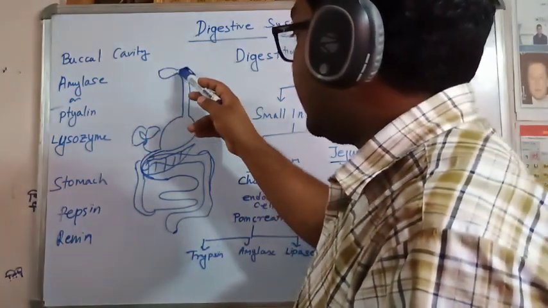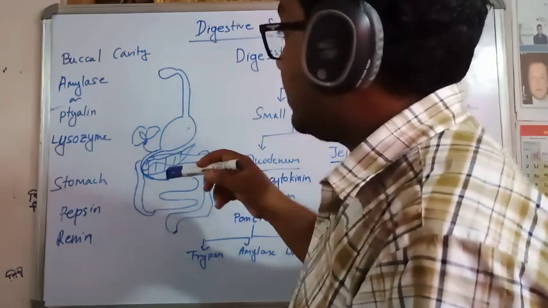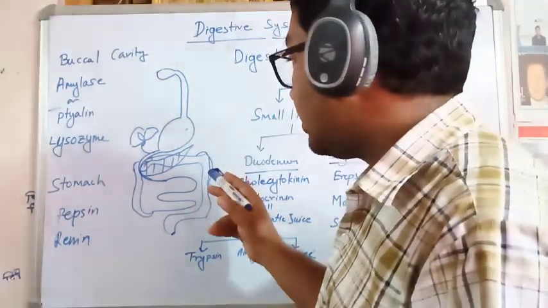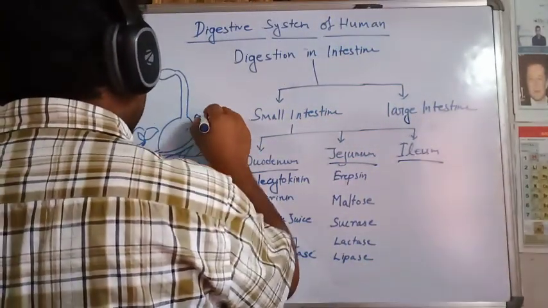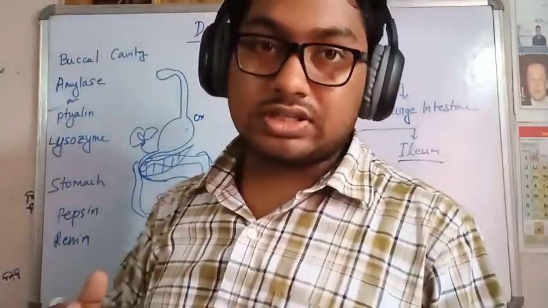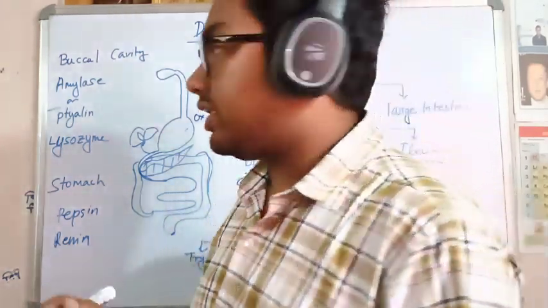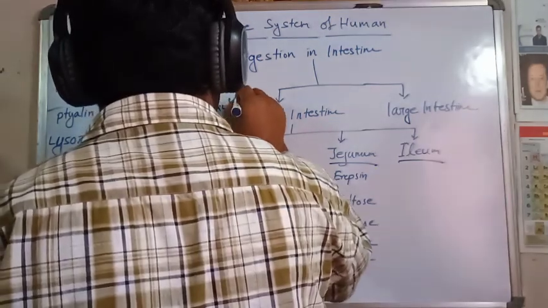After eating, the food goes through the esophagus and comes into the stomach. When the food comes into the stomach, there is a cell here called the oxyntic cell. Okay, this cell's name is oxyntic cell.